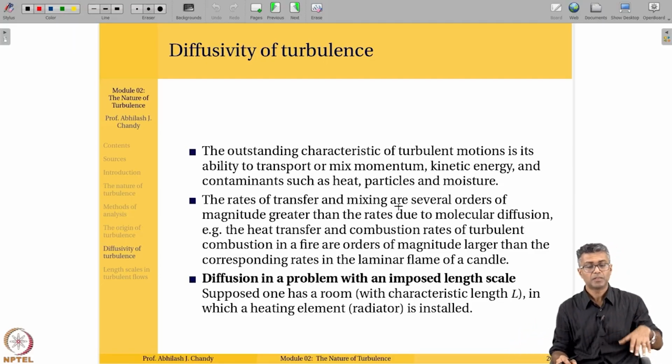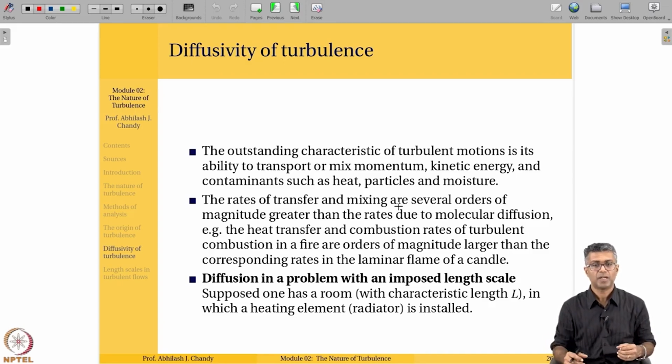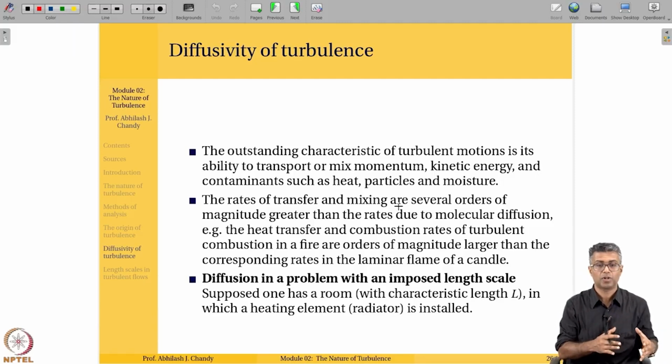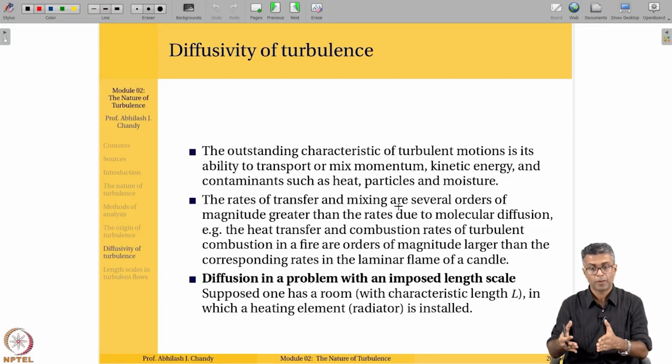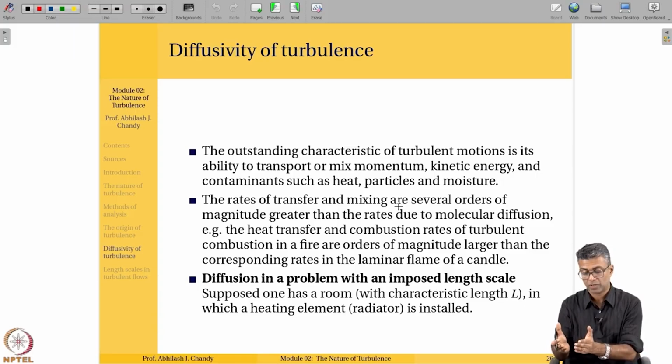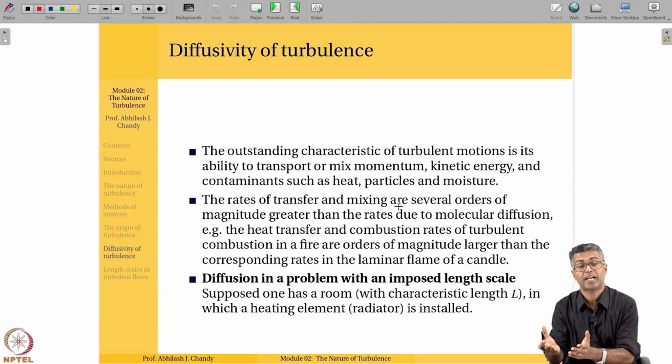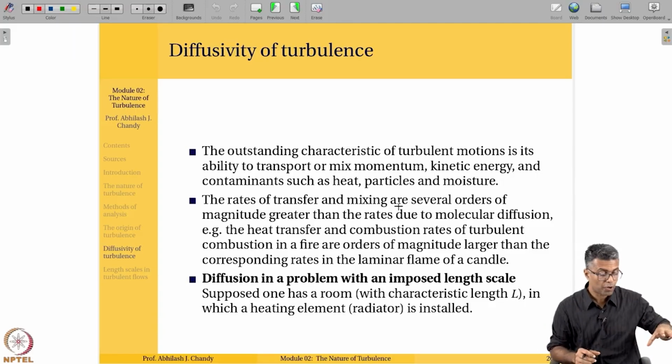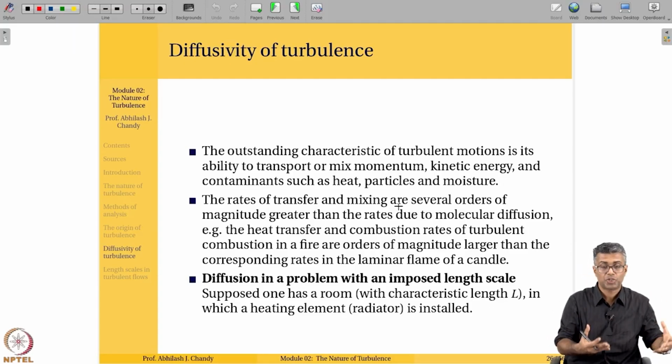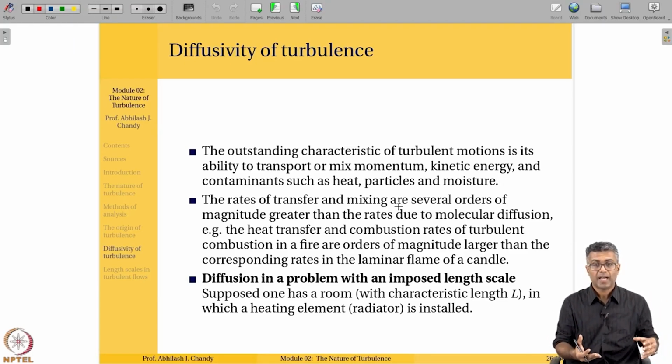An example would be, consider some kind of a combustion chamber, say an incinerator. Here the heat transfer and combustion rates in this turbulent combustion are orders of magnitude larger than corresponding rates, for example, where laminar combustion occurs, and I mentioned this example, like in a laminar flame, like in a candle flame. So we are talking about fire in a chamber such as an incinerator, and the rate of combustion is much larger, okay, as in orders of magnitude larger than what you would see in a candle flame.